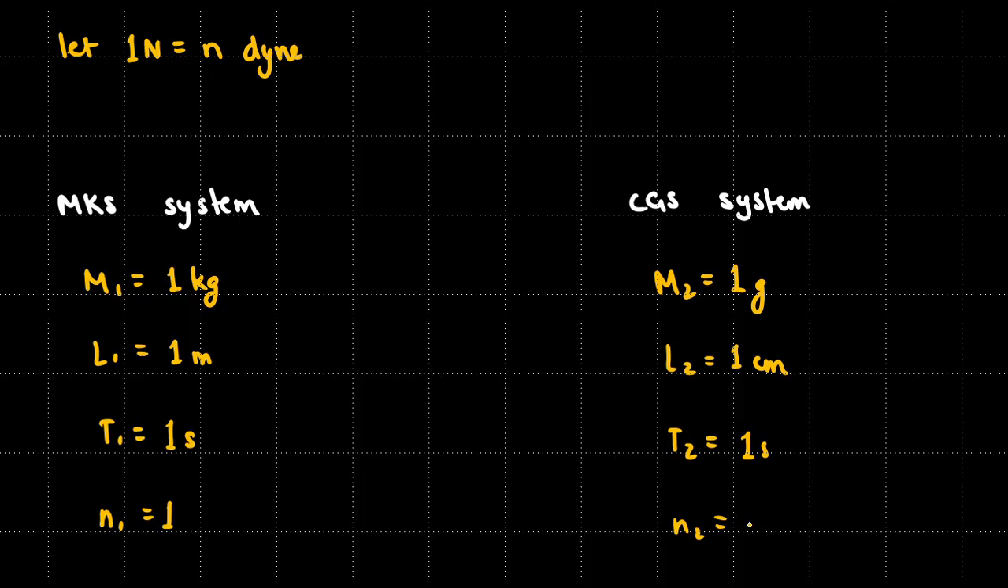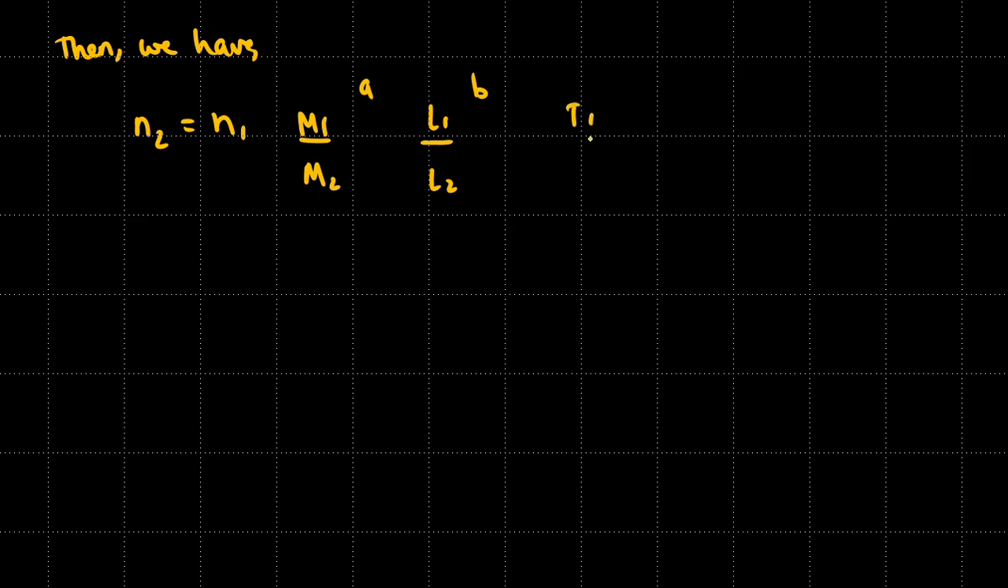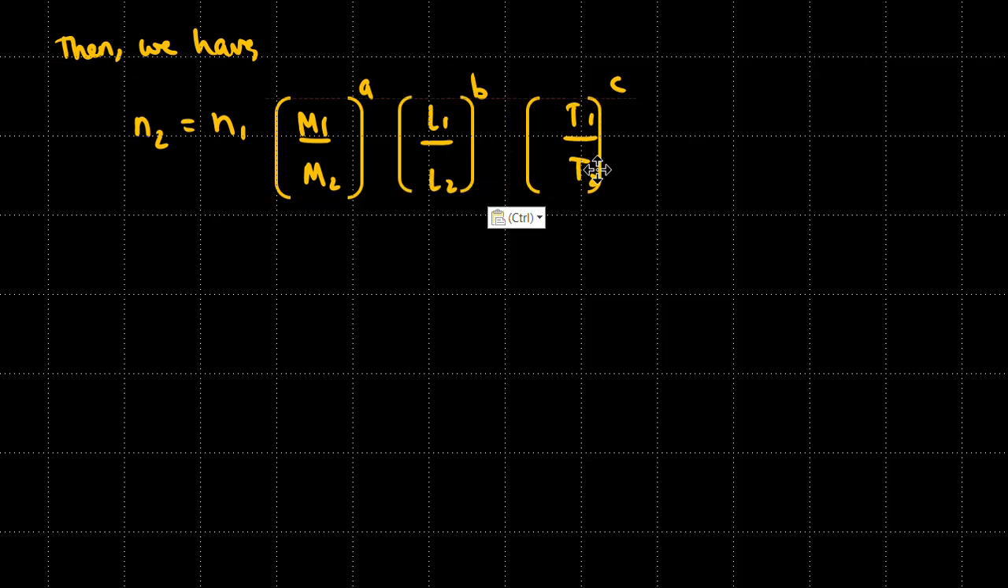So if you watched my previous video, you will see the formula. The formula is not that necessary actually, but we are gonna use the formula and see how to do it. Then we have N2 equals to N1, M1 by M2 to the power a, L1 by L2 to the power b, T1 by T2 to the power c, and let's add the brackets. So here's the first bracket, the second bracket, and finally the third bracket.